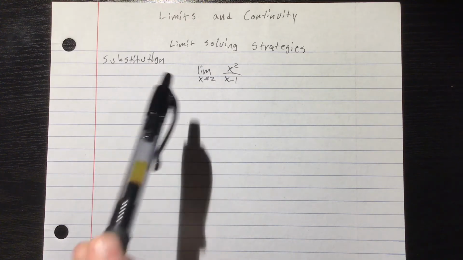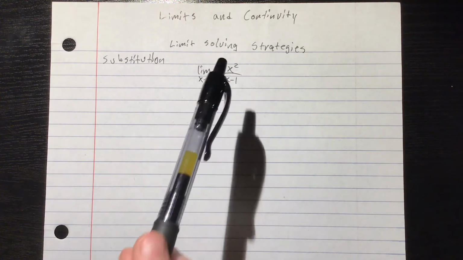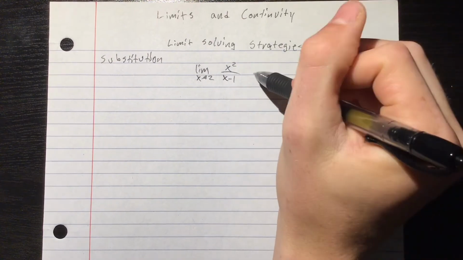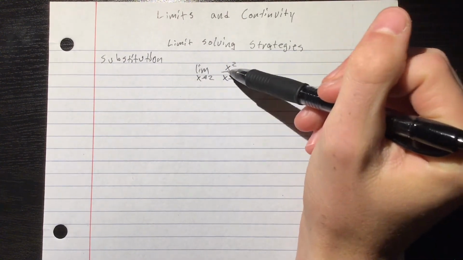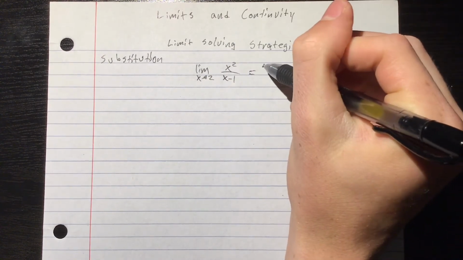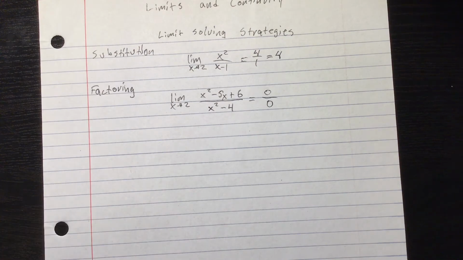So whatever the limit is approaching in the x, so x is approaching 2, just plug that into the function and see what happens. So in this case, it actually works out. Usually it doesn't. But if we plug in a 2 in for x, we get 4 over 1, which is 4. So our second technique is factoring.